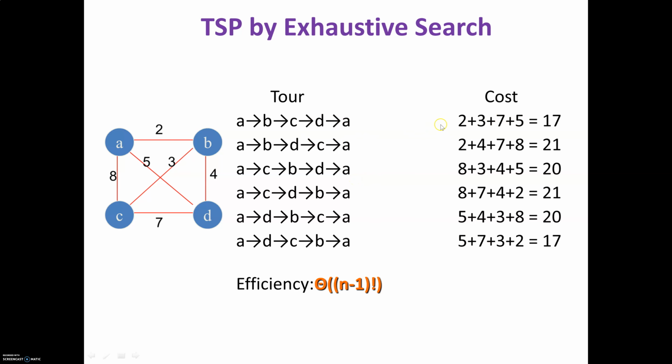The tour length is also calculated here. From A to B, the edge weight is 2, B to C is 3, then C to D is 7, and D to A is 5. The total tour length is 15. Like that, there are 6 possibilities. Here, with 4 cities, 6 feasible solutions are possible. From that, the optimal one is this tour, the one which has the minimum tour length.